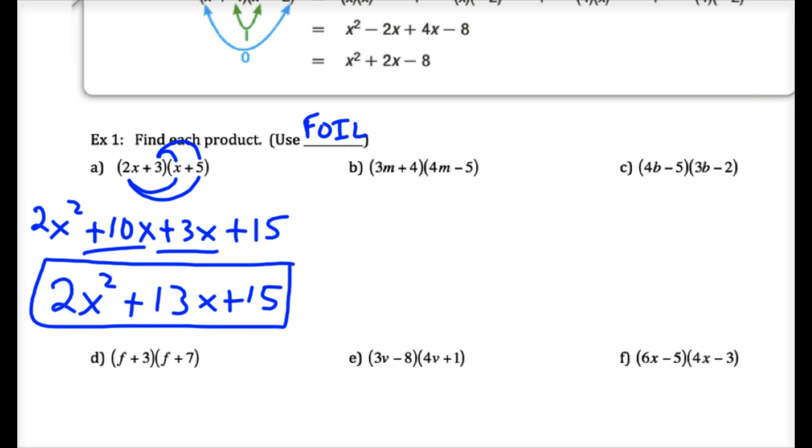But here's another thing, Kev. What are the only two things in the world that multiply to make 2x squared? 2x and x. Aren't those the only two things? Or 2x squared and 1, but you can't use 1. You got to split the x up. So anything besides 2x and x.